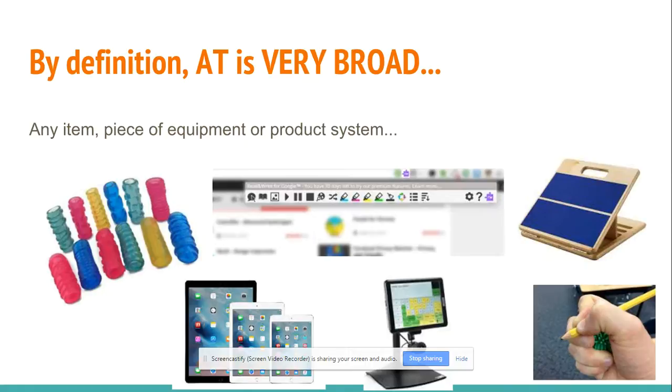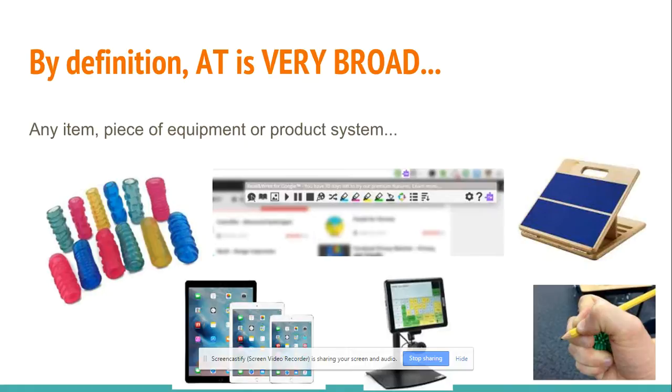So AT is a very broad concept. It can be any item, piece of equipment, or product system. When we think of AT, a lot of times people typically think of a communication device. A lot of times they are high tech, not necessarily, but when I talk about AT, think about what picture comes to your mind. AT doesn't have to be something that is very complicated or very high tech.